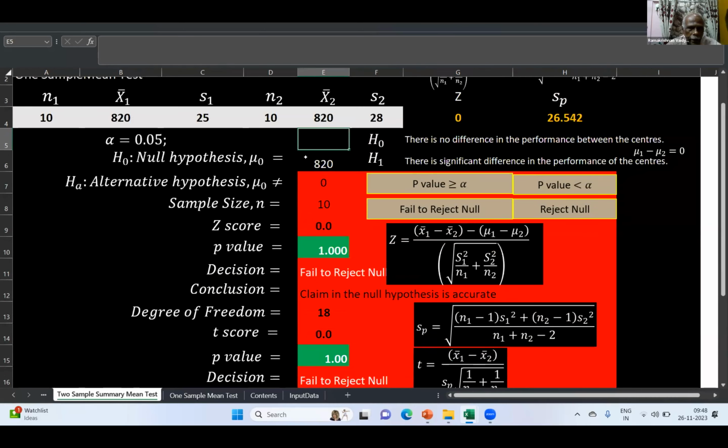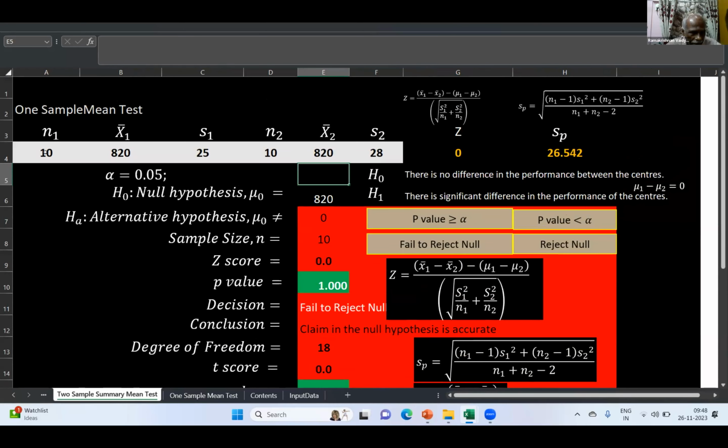All you need to do is: what is the number of data in sample 1? What is the mean? What is the standard deviation? What is the alpha value? It will be the same for 1Z and 2Z. Alpha value is always fixed, universally 5%. If you want, you can change it here, but don't do it.